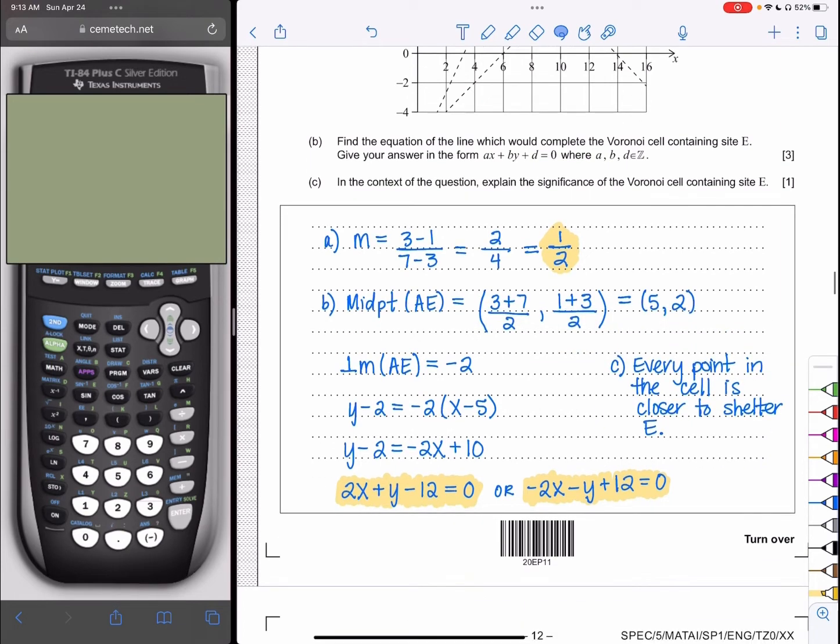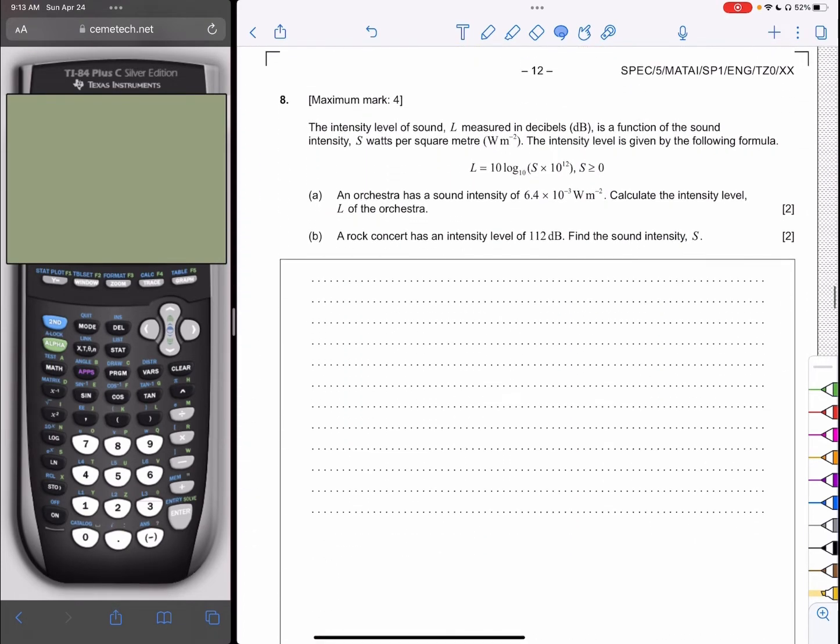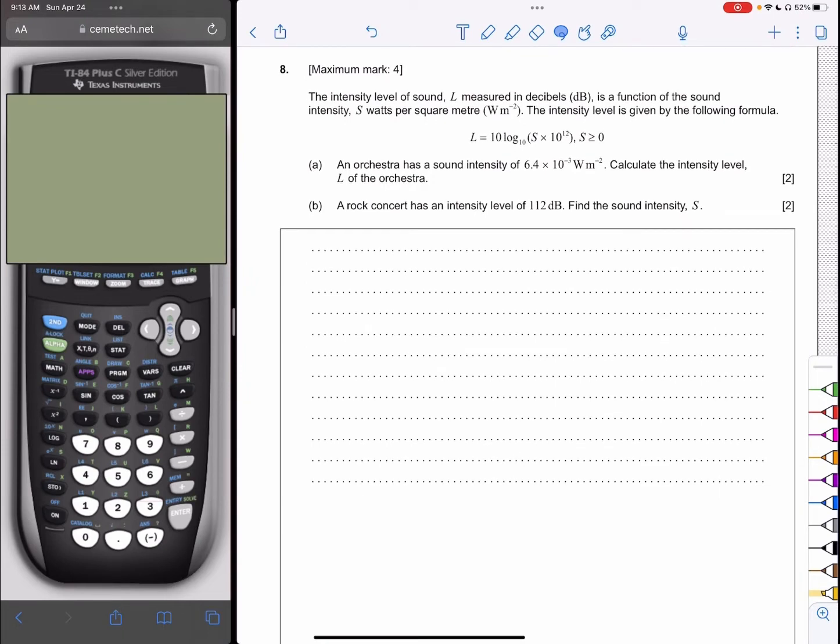All right, so now let's look at number 8. For number 8, it says the intensity level of sound, L, measured in decibels, is a function of the sound intensity, which is represented by S. That's going to be measured in watts per square meter. It says the intensity level is given by the formula: L is equal to 10 times the log base 10 of S times 10 to the power 12. And we're saying that the sound intensity has to be greater than or equal to 0.